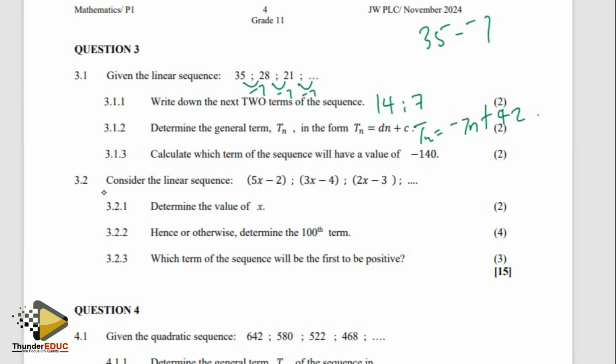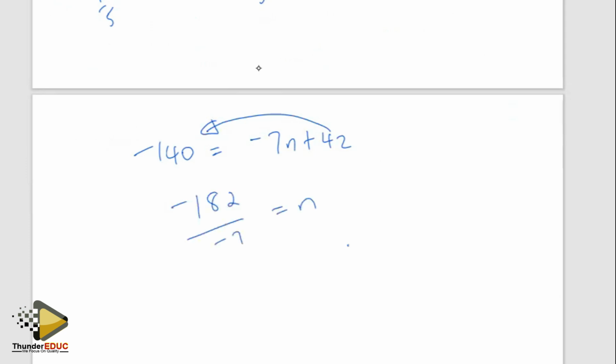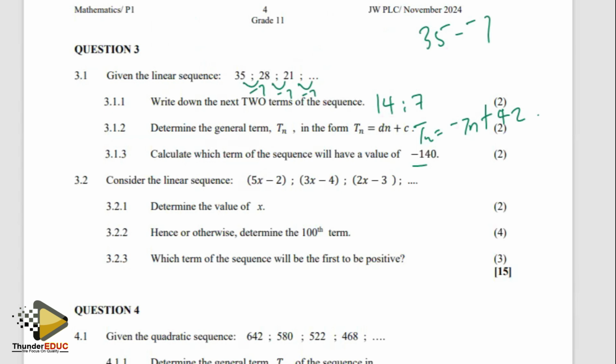Then which term is going to have a value of negative 140? So where there is Tn, we put negative 140 is equal to negative 7n plus 42. Let's move the 42 that side. That's going to be negative 182 divided by negative 7. That will give us the n. So 182 divided by 7 gives me 26. So T26 will be negative 140.